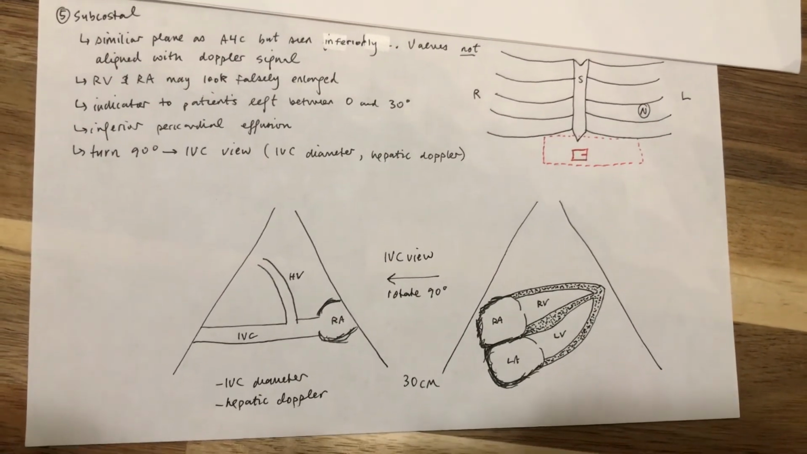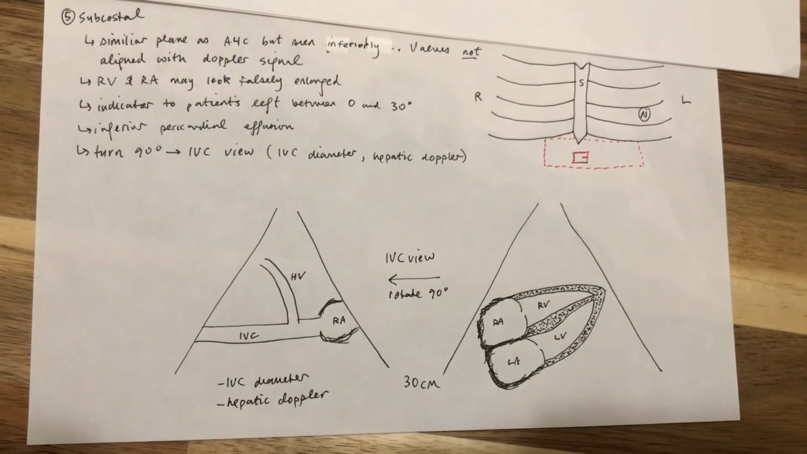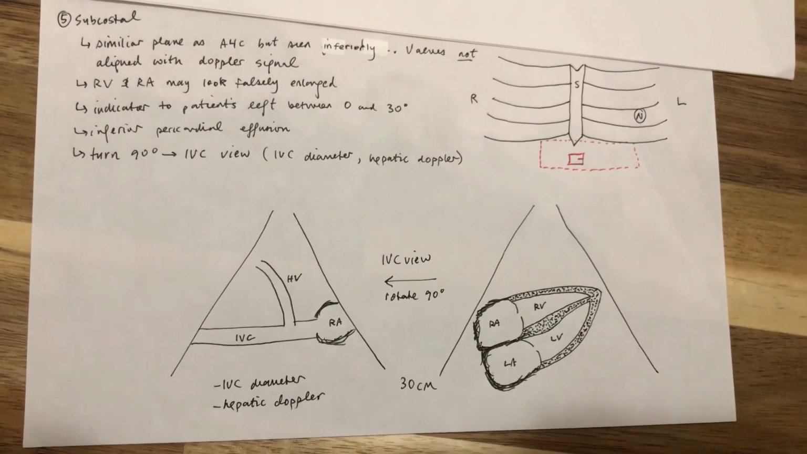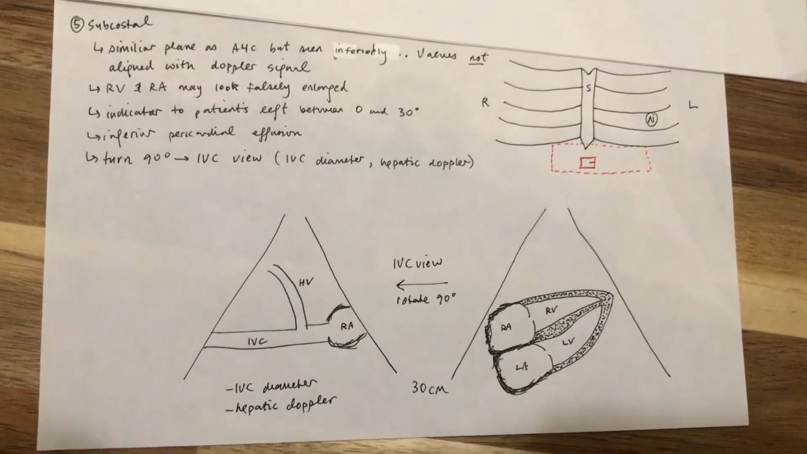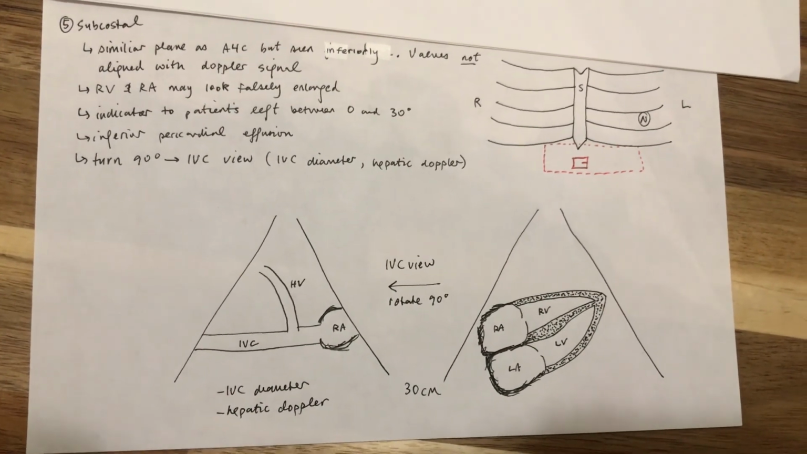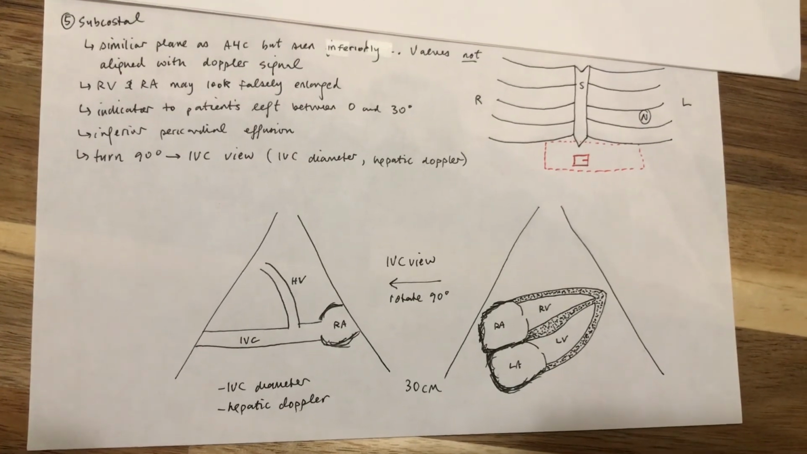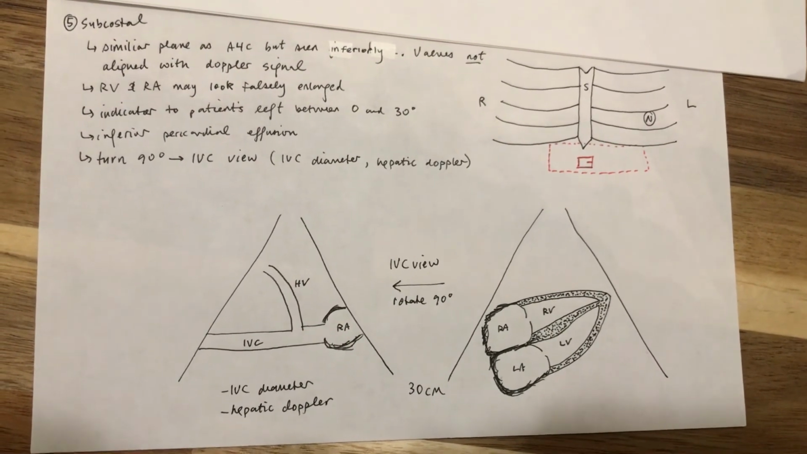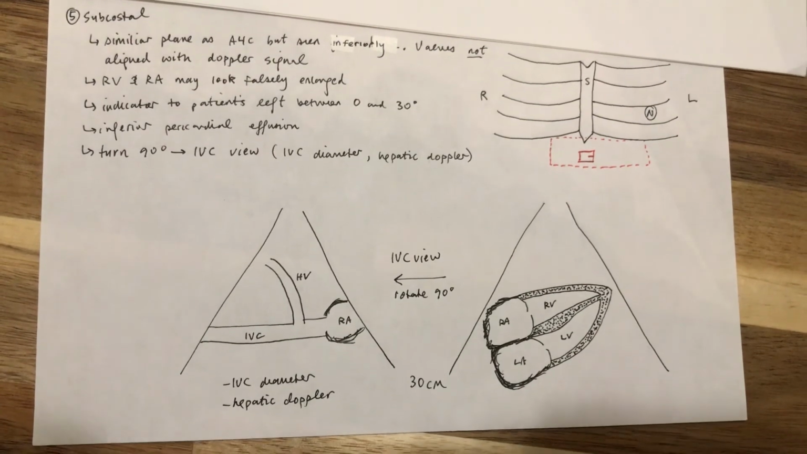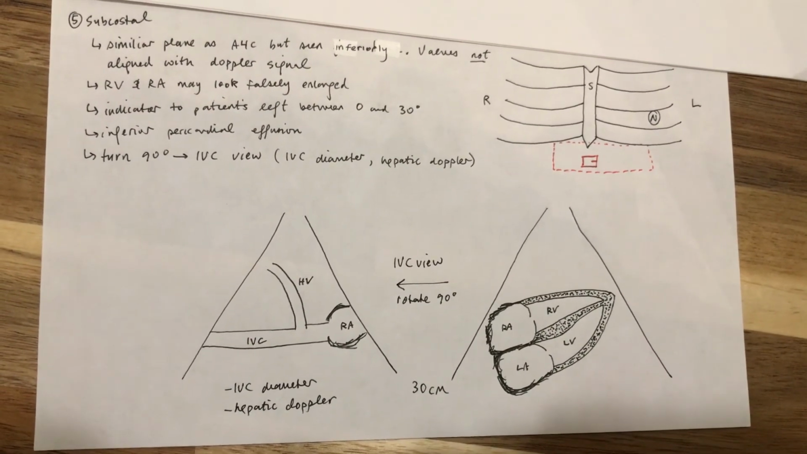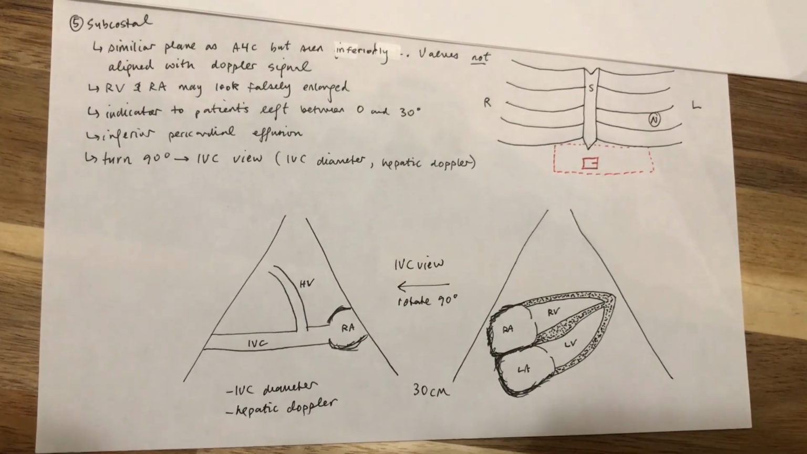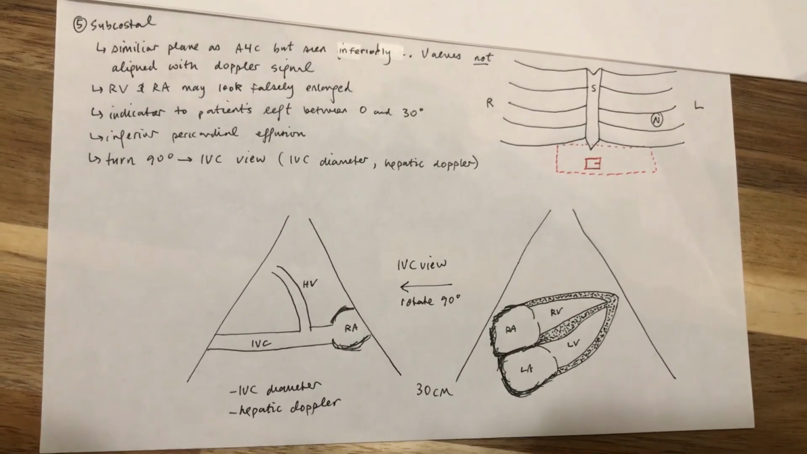And the other thing is that you can use pulse wave Doppler on the hepatic vein to look for systolic flow reversal, and that's a sign of a severe TR. So overall, subcostal is a great view for codes. You can see the IVC, and you can see the right side of the heart really well.